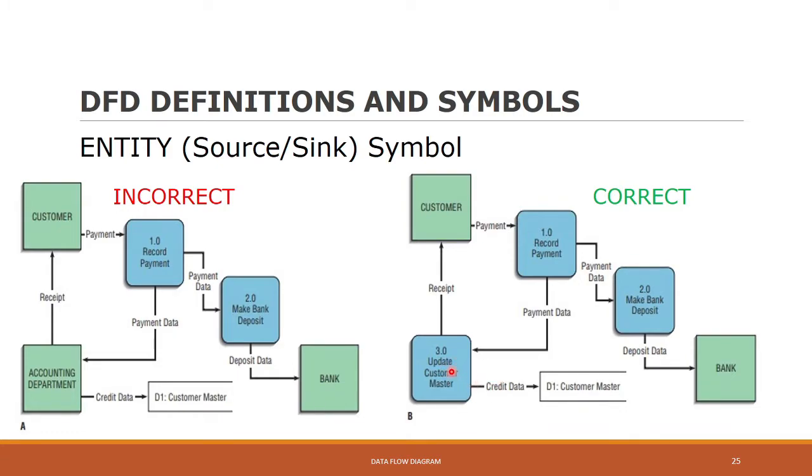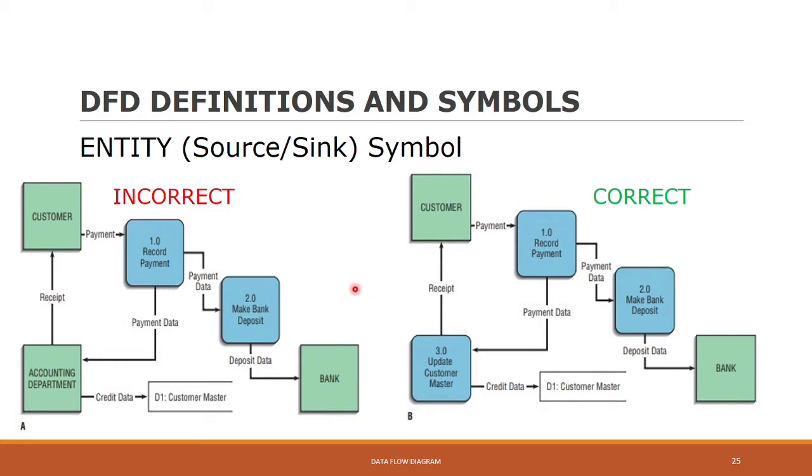you need another process. The processing of data in the other office should represent the second office, so you should make another process on your data flow diagram. In this example, the data flow diagram has three processes, so we add another process which is named update customer master. So it is a process-to-entity symbol, not an entity-to-entity symbol. Avoid this one.